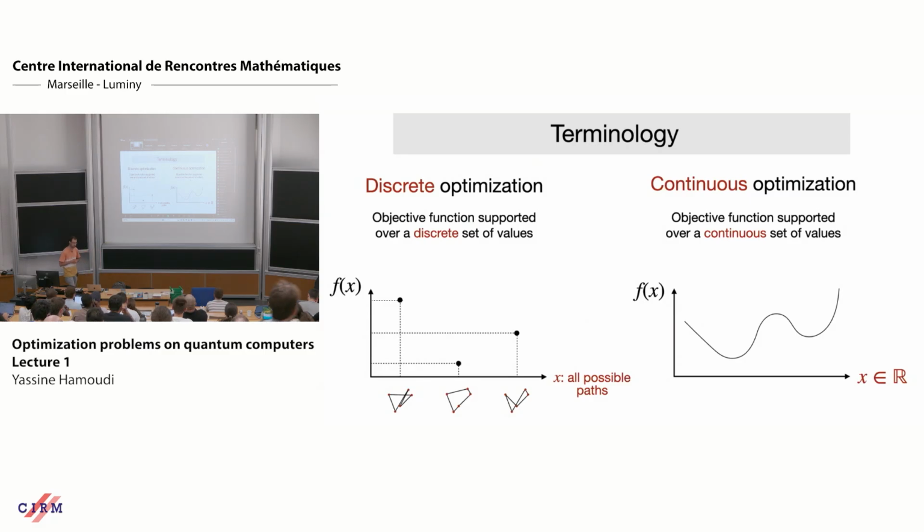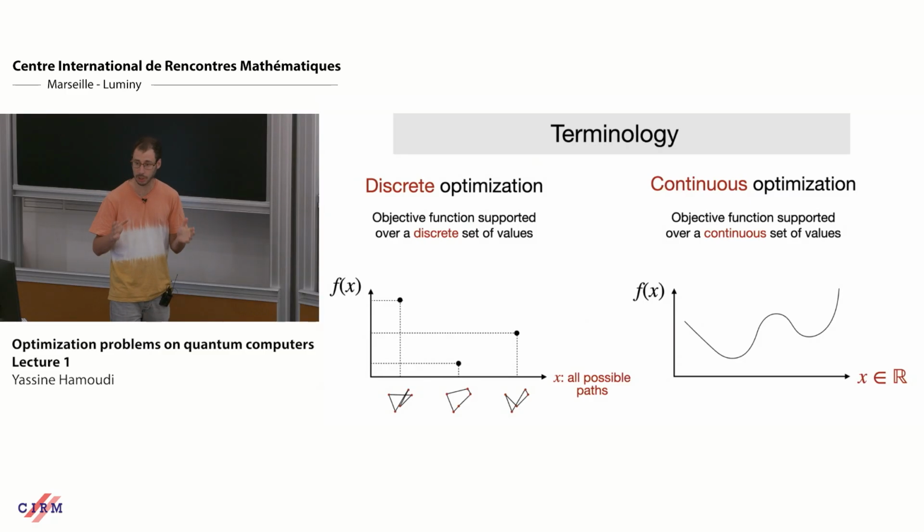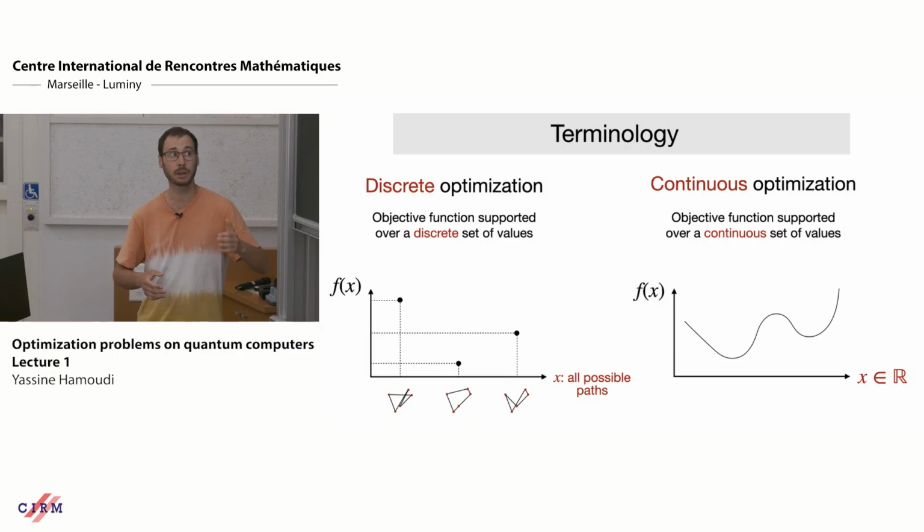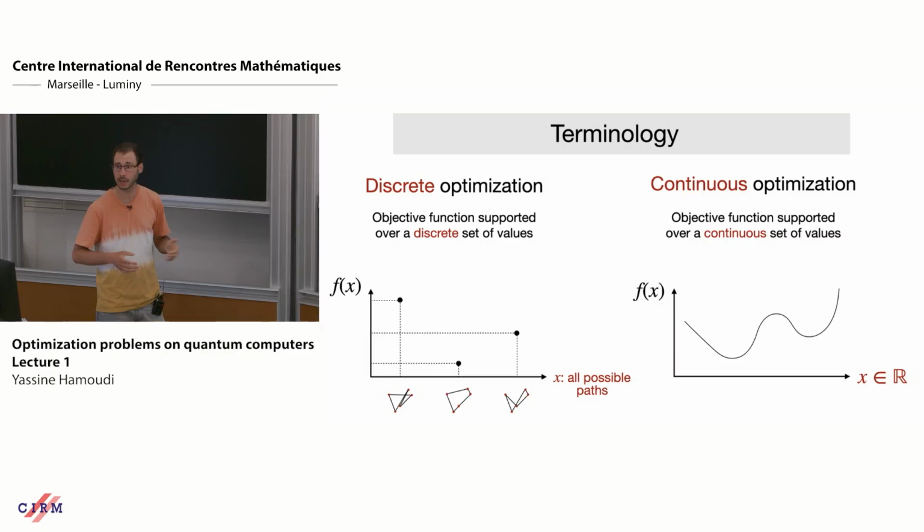Okay, let me start by giving a few definitions, so some terminology which is very often encountered in optimization and which will be used later in the course. So the first point of terminology is discrete versus continuous optimization. So this is a property about the set over which you are optimizing. So this set could be a discrete set, as was the case with finding the shortest path, meaning that you can really enumerate all the possible objects that you want to optimize on. So there is a discrete set of values that you have to explore.